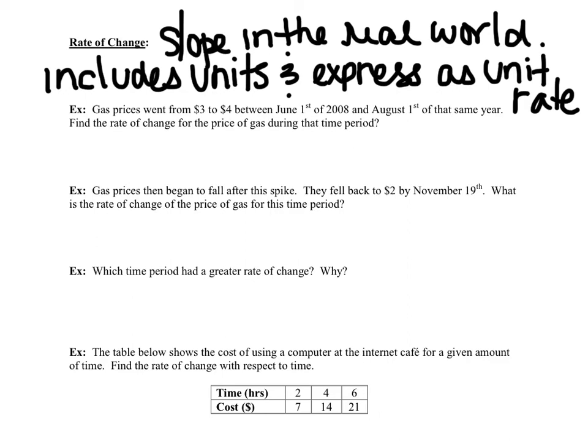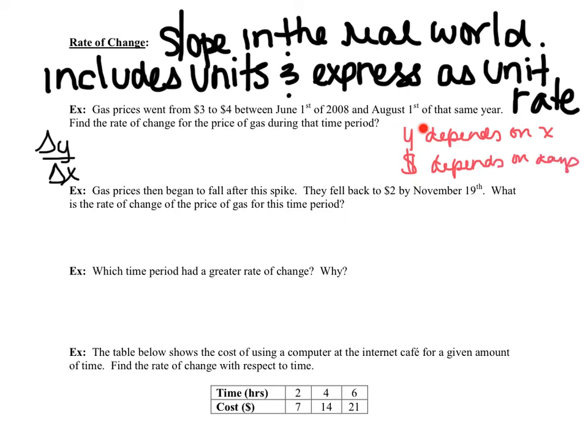So to do this, I think the easiest formula actually to use is delta y over delta x, change in y over change in x. But I'm comparing gas prices, so dollars, and days. So I'm actually going to go back to this idea that y depends on x. And in this problem, the dollars or the price is going to depend on the days. So that means that the dollars is really my y. So when I'm finding change in y, I'm really finding change in dollars. And when I'm finding delta x, I'm really finding change in days.